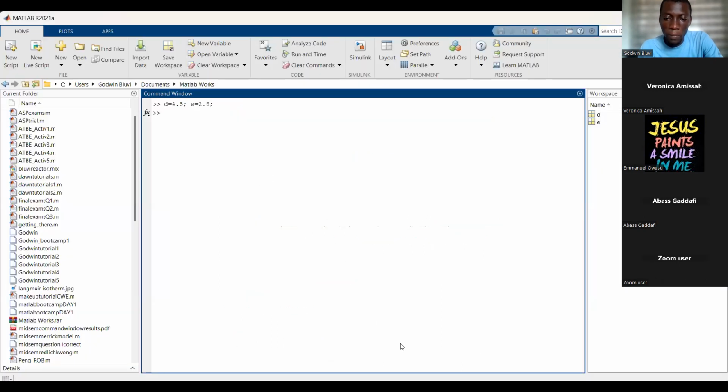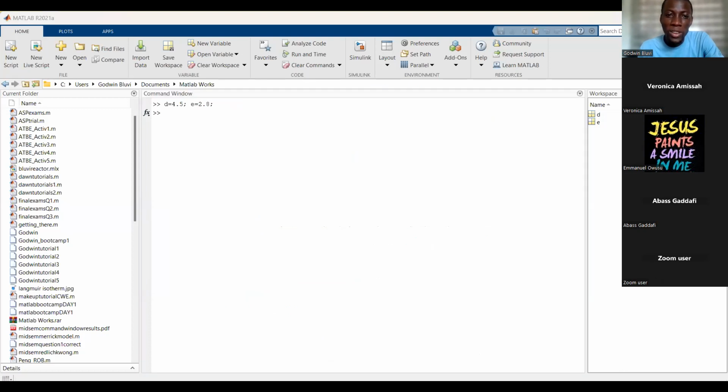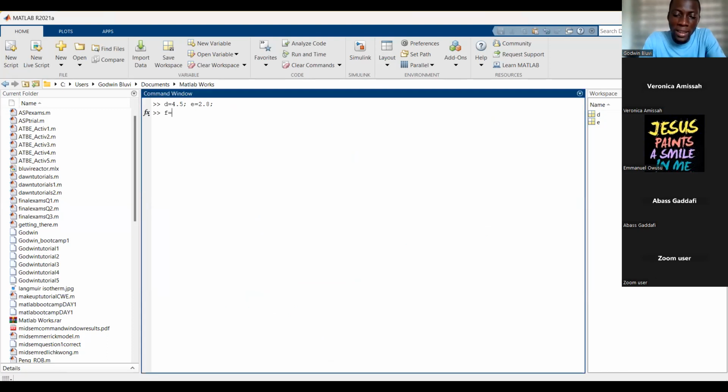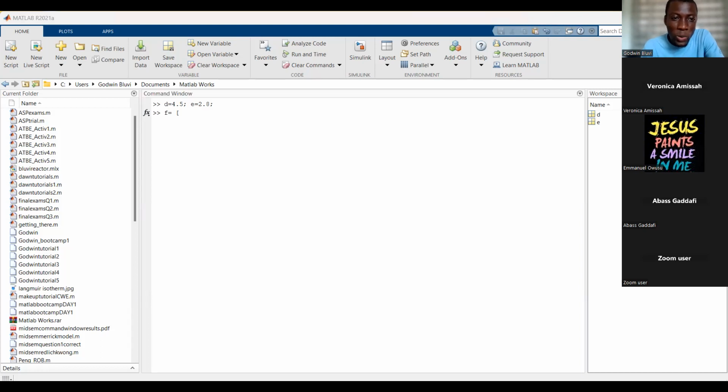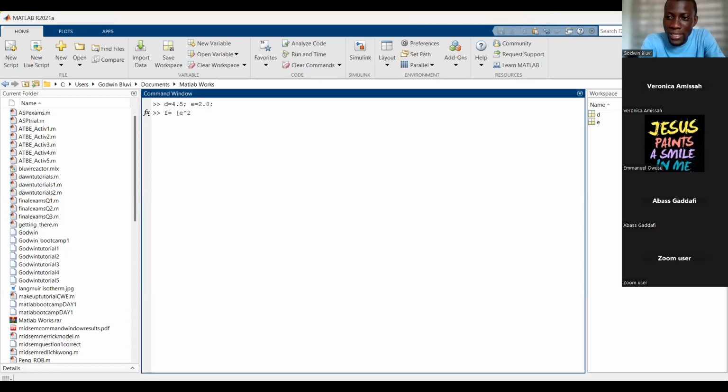So E is 2.8. All right, then what did the question say we should do? The question said we should create a column vector with those variables, so a column vector F. That's what the question said we should do with E squared, D, D plus E, D to the power E, and E. So we create a variable F, a column vector that has entries. The first entry is E squared, so E raised to the power 2.